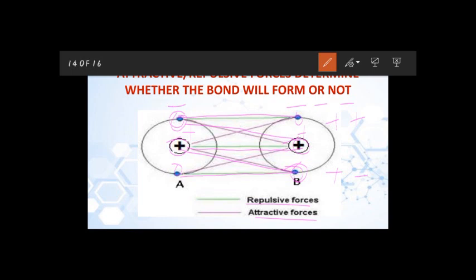To cut it short, I would like to make it clear that basically, if one of these two forces is dominant, this dominance will decide whether a bond will form or not. Obviously, if the repulsive forces are stronger than the attractive forces, then the atoms will not be able to come closer to each other and the bond will not form. But if the attractive forces are much stronger as compared to the repulsive forces, then the atoms can come closer to each other, and when they come closer, they will form a bond.